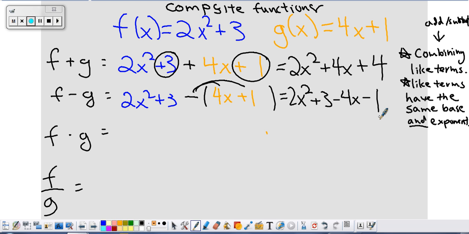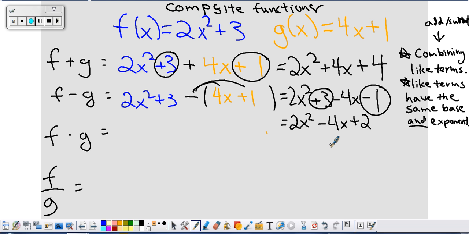So it changes my answer just a little bit because now I have a plus 3 and a minus 1 instead of before where I had a plus 3 and a plus 1. So my final answer should be 2x squared minus 4x plus 2. And notice that the 4x is now negative instead of positive.